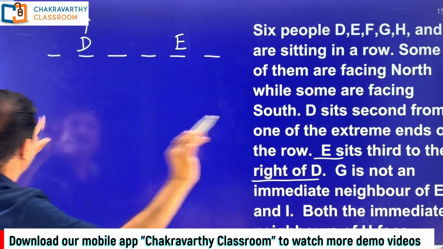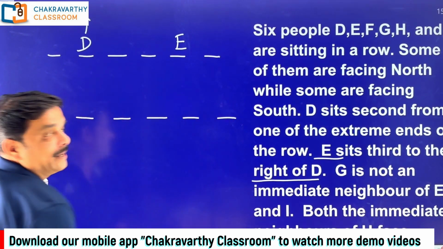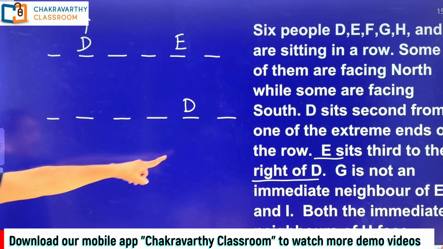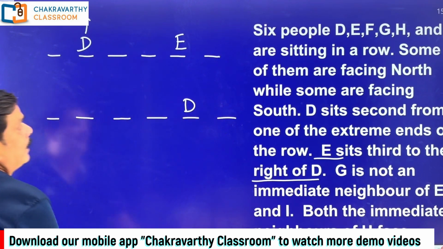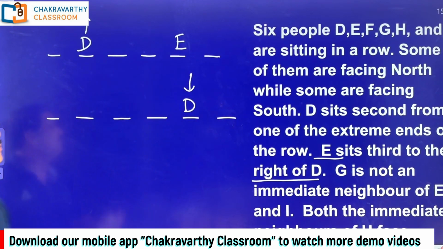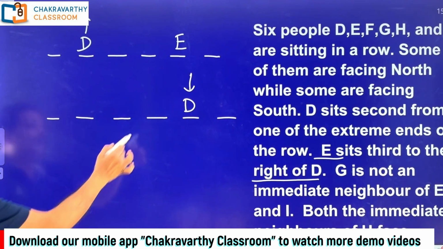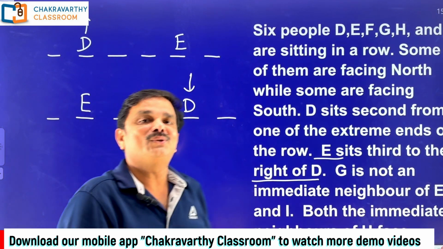Now another possibility is, suppose 1, 2, 3, 4, 5, 6. I can keep D equally here. Now the second clue is E sits third to the right of D. Now E must face south. Only then this is the right side of D here. Alright, now 1, 2, 3, it should be E. This is the way, students.